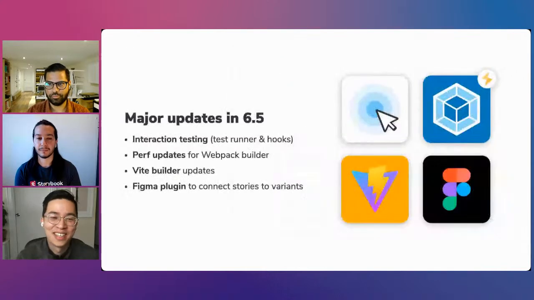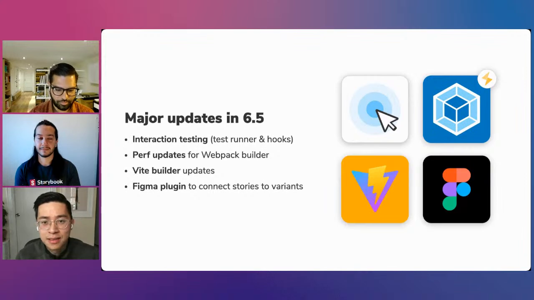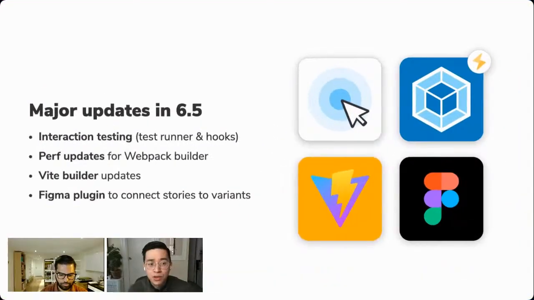Now let's move on to Storybook 6.5. The major updates in 6.5 are across 4 dimensions. The first dimension is interaction testing, which allows you to simulate user behavior. The next is thinking about performance from a speed and bundle size point of view. And so we've worked with the Webpack and Shopify teams to optimize the Webpack 5 builder to yield a much faster load and development experience for you.